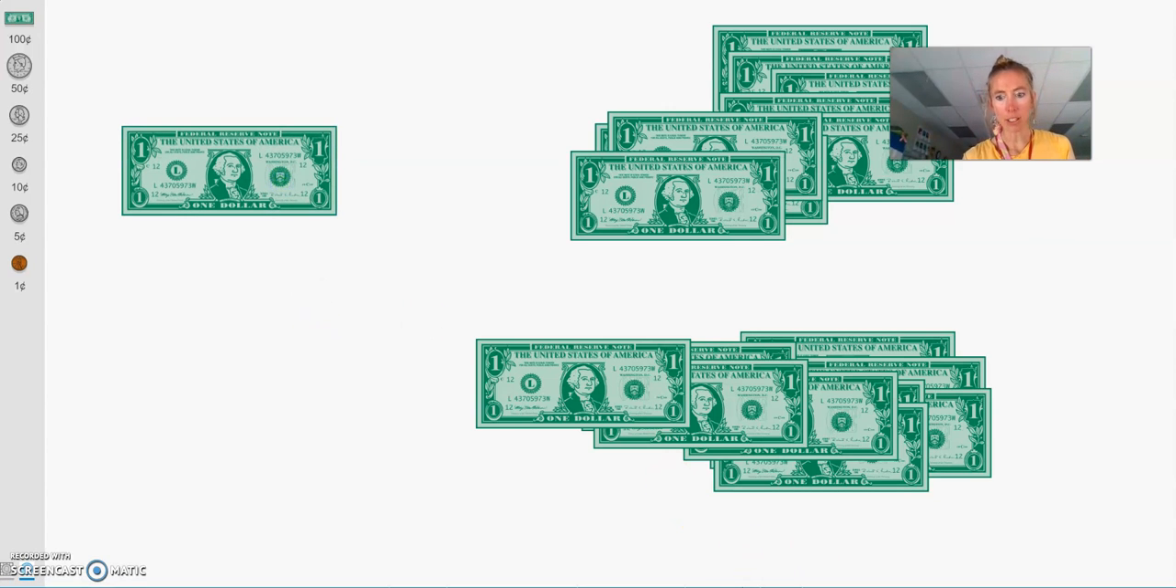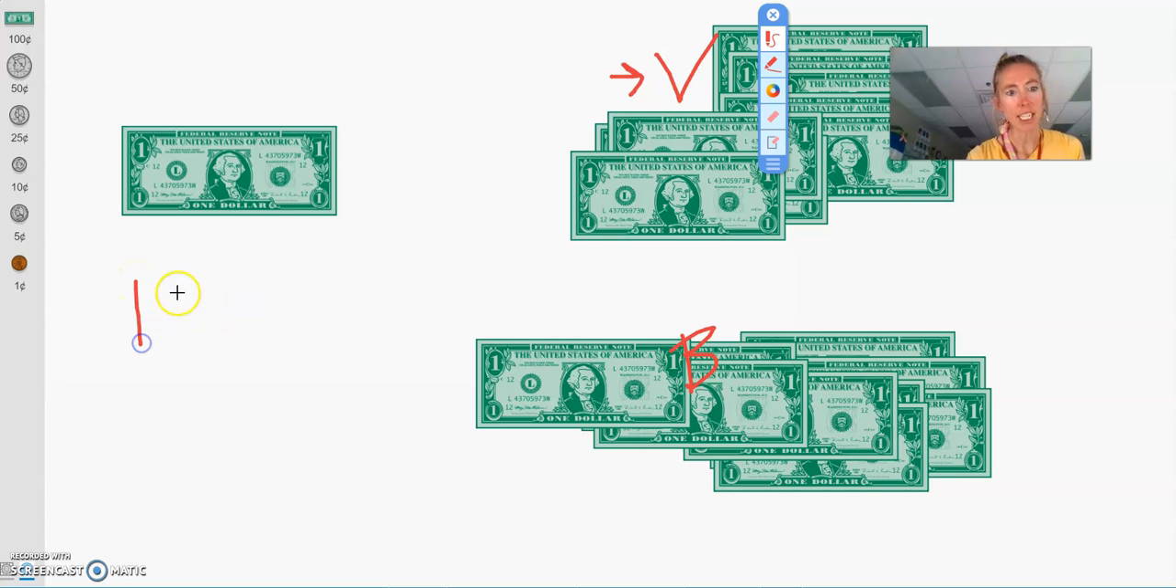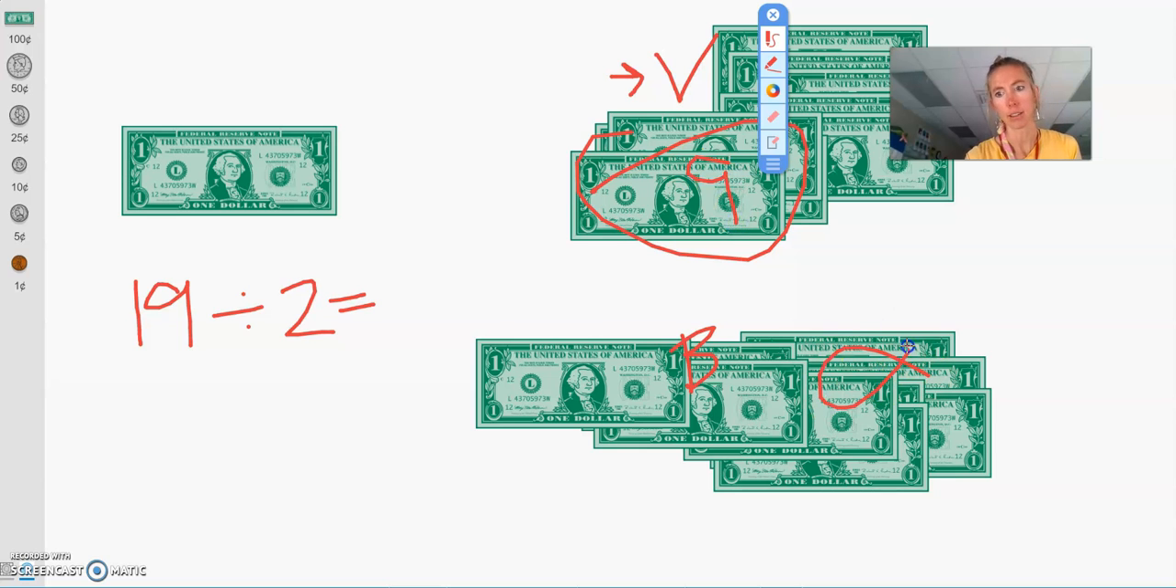So my answer here, I have $19 divided equally amongst 2 people. They would each get how much over here? Well, Veronica gets 9 and her brother gets 9. So they each get $9 with a remaining $1. So what could we actually do with this dollar? Can we do anything with it?